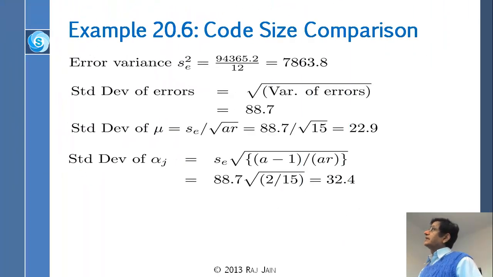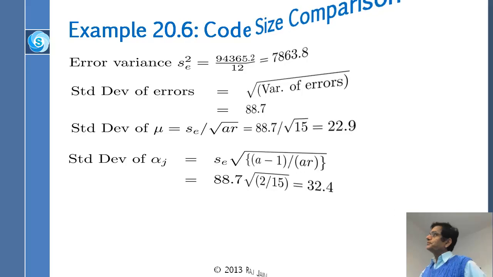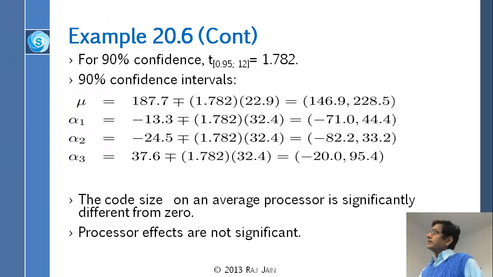So basically in this example, se comes out to be 88.7, mu standard deviation is 22.9, for alpha j the standard deviation is 32.4. This is just straightforward writing the formulas and putting the numbers together. So then you can use the t-value to do the confidence intervals. There are proper degrees of freedom you have to use, and generally that number is equal to the error degrees of freedom, which in this case is 12.